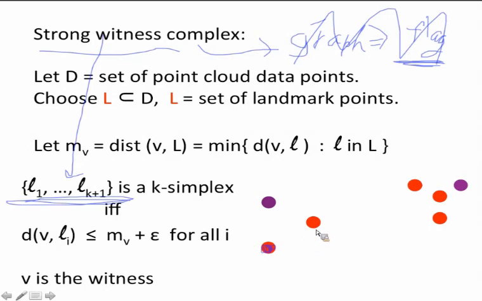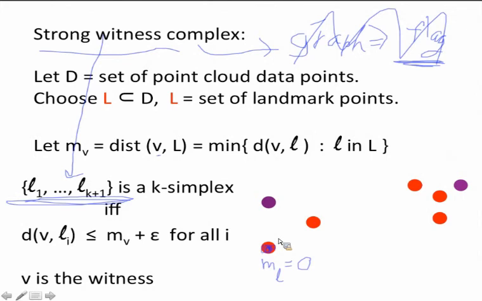And so now my red points are less likely to be witnesses, because for a landmark point, the distance will be 0. So if my point is actually in my set, well, then the distance between it and itself is 0, and so it's not likely to be an actual witness.